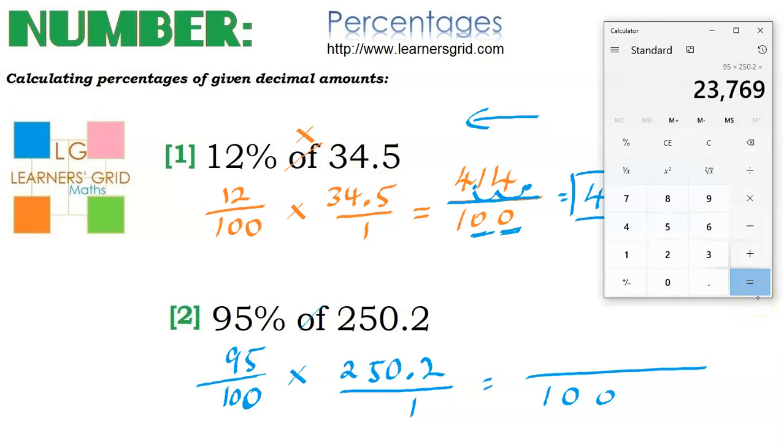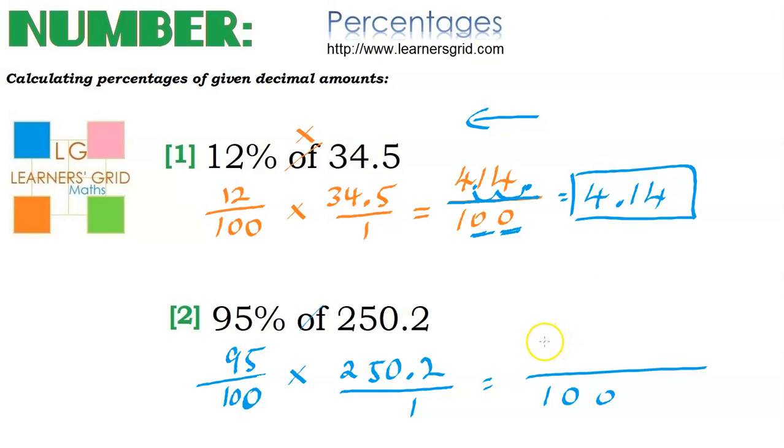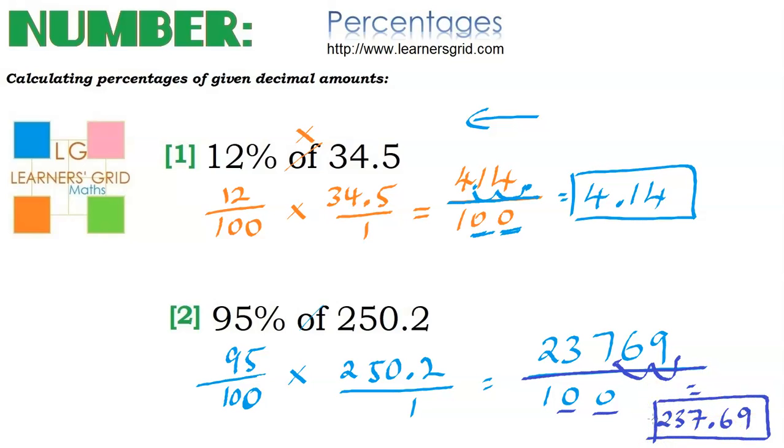23,769. So let's write that down, 23,769, and now all we have to do is divide. So 23,769 divided by 100, decimal point goes here, and I divide by 100, so the decimal point is going to go to the left 2 spaces, so 1, 2. So the final answer becomes 237.69. And that really is all there is to it.